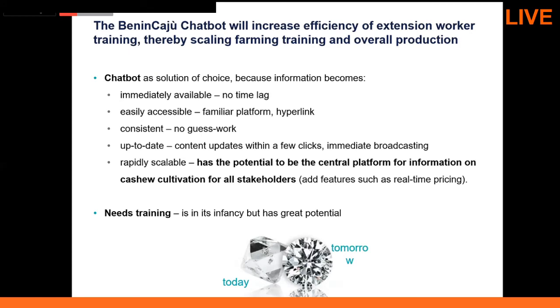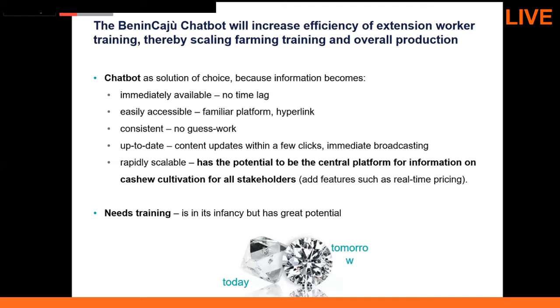So here we're basically trying to increase the efficiency of extension worker training, especially for community-based farmer leaders and other community stakeholders, cooperative leaders as well. It allows us to scale more quickly and get more people to be more effective in the field. It can be frustrating to a farmer to ask a question to a field trainer or extension worker that may not have that answer immediately available, or might not provide consistent answers.